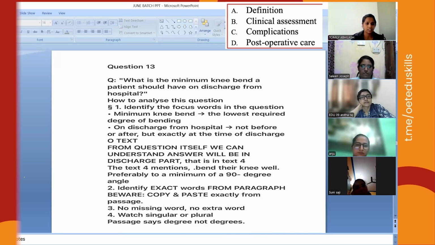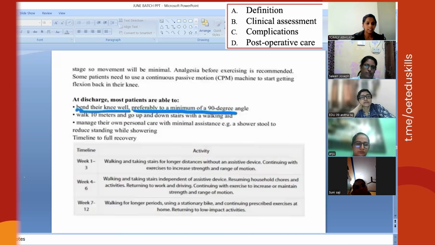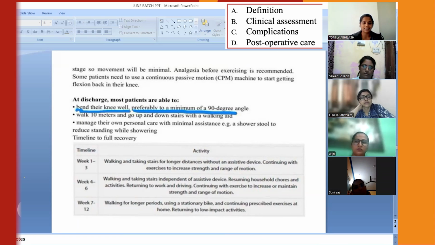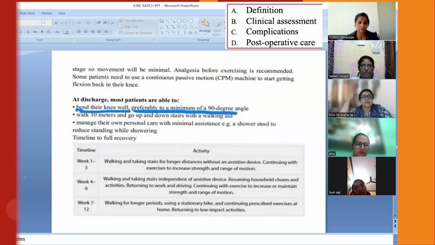That is Text 4. In Text 4, it is mentioned, bend their knee well, preferably a minimum of 90-degree angle. As per Father's strategy, we just need to copy and paste, nothing more and nothing less, like 90-degree angle. So it is easy to find out those steps also.